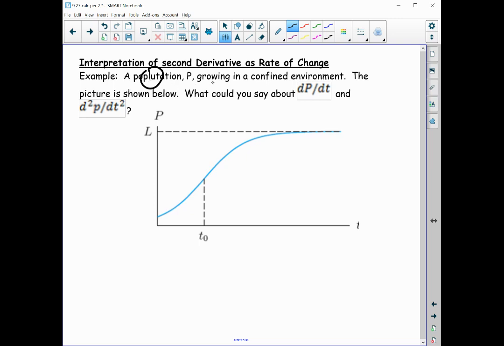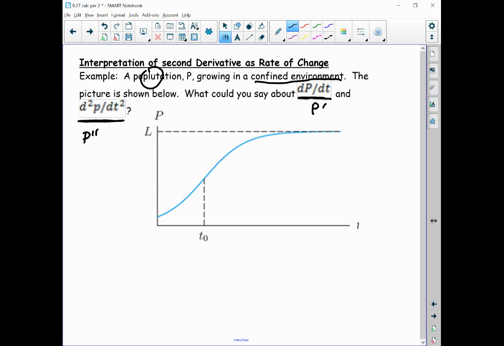Okay, so a population P is growing in a confined environment. You might have seen this in bio if you've taken bio. The picture is shown below. What could you say about dP/dt and d squared P over dt squared? So remember, this is the same thing as P prime, and this is the same thing as P double prime. That's just the other notation so that you get used to using both.